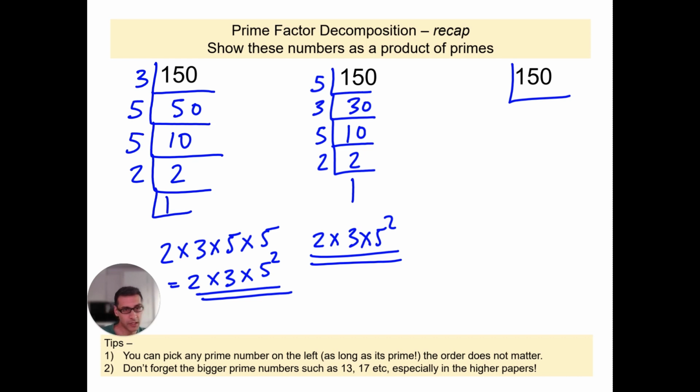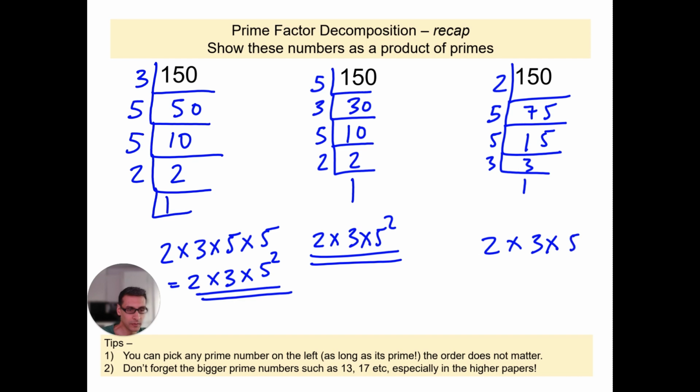And then one more time, again, just going to do it in a different order, just for giggles. I'm going to divide it by 2 first to get 75. I'm now going to then divide it by 5. So 75 divided by 5, I'm going to get 15. I'm going to divide that by 5 to get 3, divide that by 3 to get 1. So again, 2 times 3 times 5 squared. All three answers are exactly the same, equally valid.